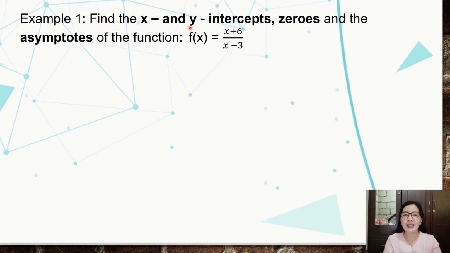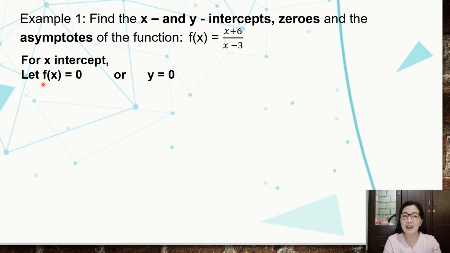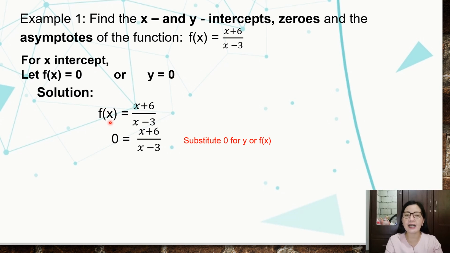Find the x and y intercepts, zeros, and the asymptotes of the function f of x equals x plus 6 over x minus 3. To find for x-intercept, just let f of x equals 0 or y equals 0. Ibig sabihin, palitan daw lamang natin ang f of x ng 0. So, sa aking solution, makikita ninyo na ang f of x ngayon ay pinalitan ko na ng 0. Then, I just copied the equal sign and x plus 6 over x minus 3.